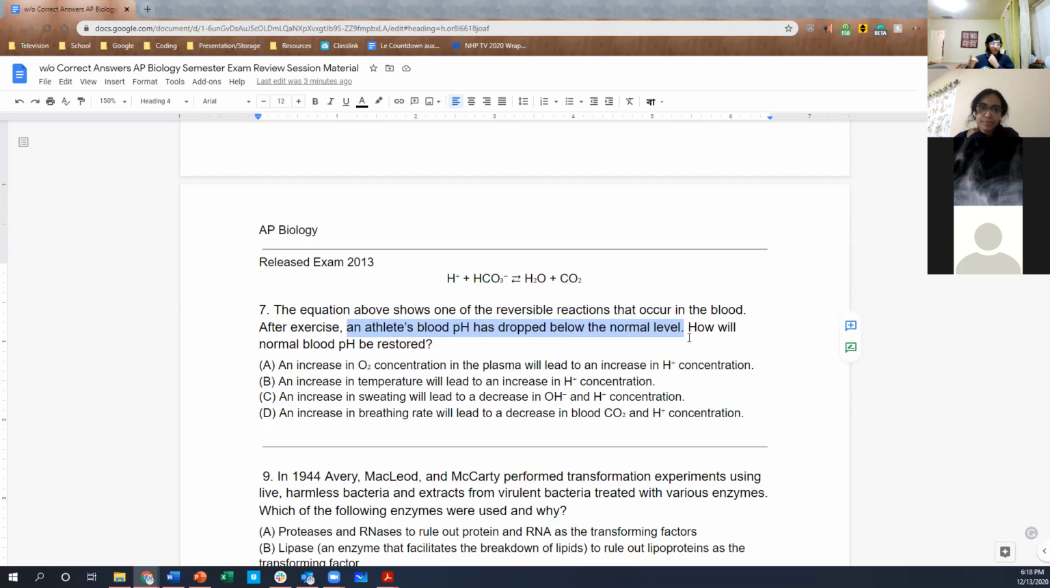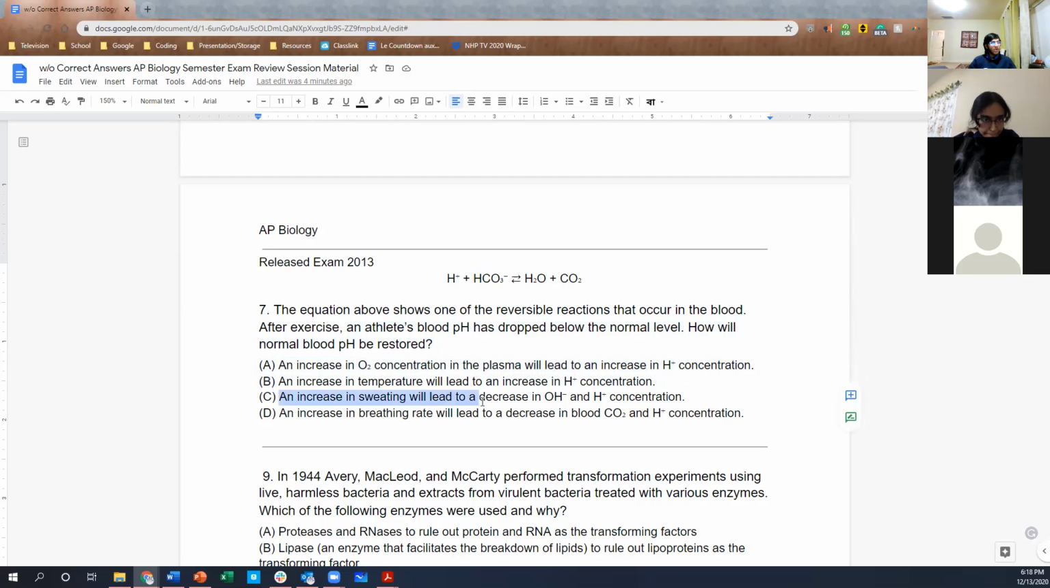Less pH means more hydrogen protons. How will normal blood pH be restored? So Mira, this is an example of negative feedback because we're restoring something. Got it, okay. An increase in O2 concentration in the plasma will lead to an increase in H+ concentration. But that would make it more acidic, right? Yeah, that would make it more acidic. No. Obviously, this is wrong as well because that would make it more acidic.